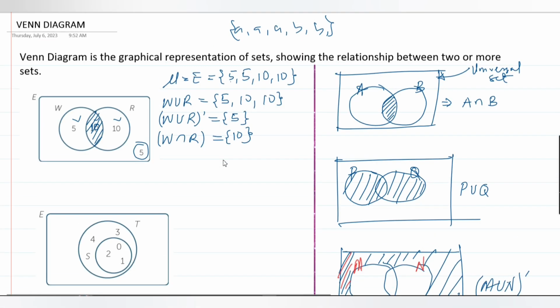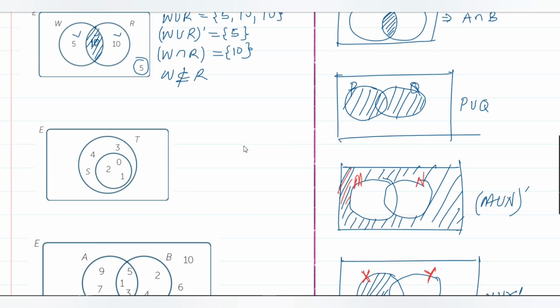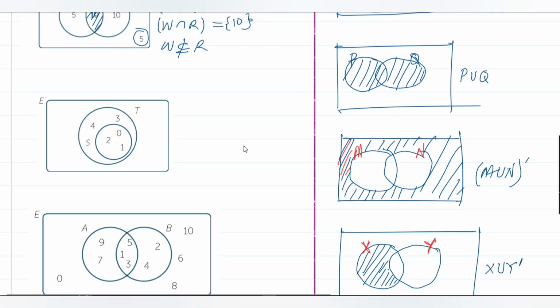But if we see that W is not a subset of R, neither is R a subset of W. But they are both subsets of the universal set. Every set contained in the universal set is a subset of that universal set. All right, let's look at this one.